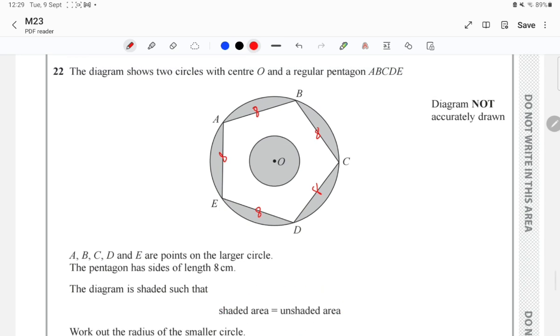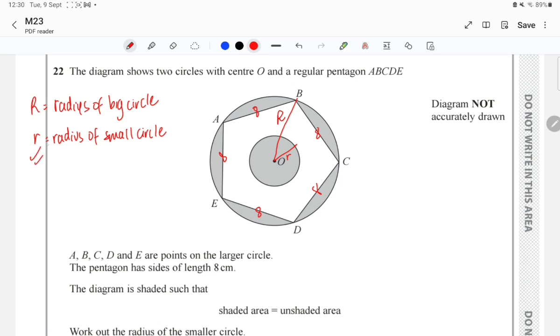So what this means is the ratio of shaded area to unshaded area is the same. Okay, let's take this as the radius of the big circle, and let this be the radius of the small circle. So I'll just write it over here. Let big R be the radius of the big circle, and let small r be the radius of the small circle. So this is what we need to find.